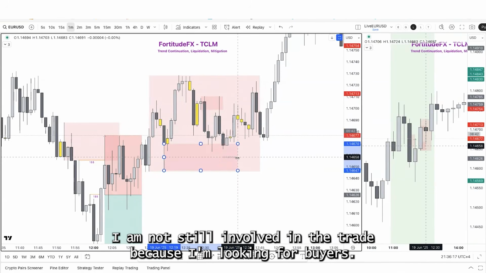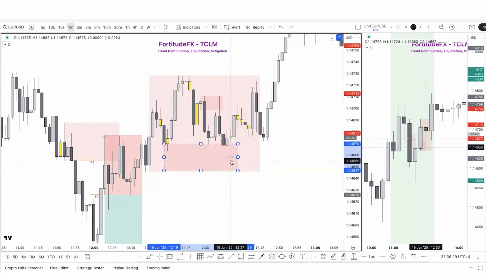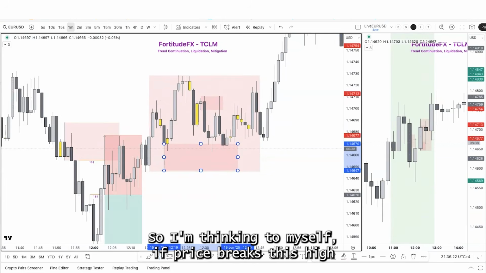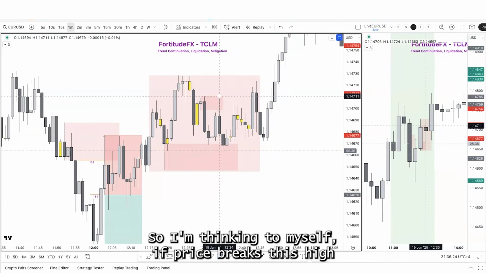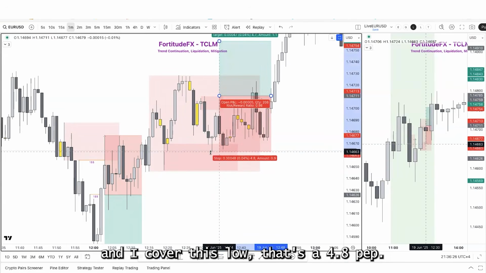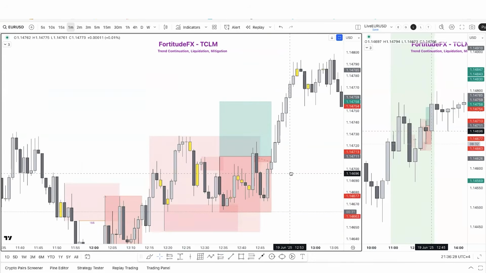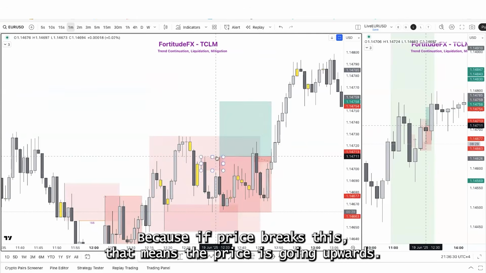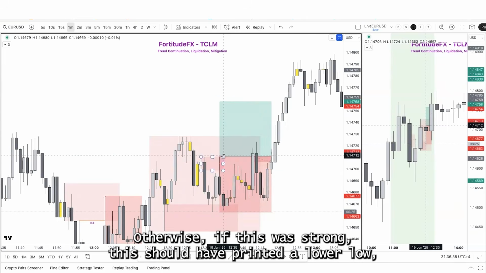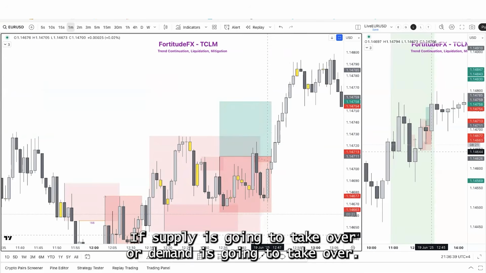I am not involved in a trade yet because I'm looking for buys. So I'm thinking to myself, if price breaks this high, and I cover this low, that's a 4.8 pip move, I should be good, because if price breaks this, that means the price is going upwards. Otherwise, if this was strong, this should have printed a lower low, right? So I'm now waiting to see if supply is going to take over or demand is going to take over.